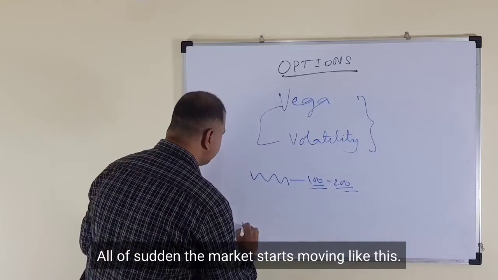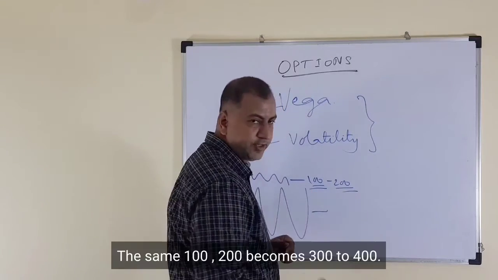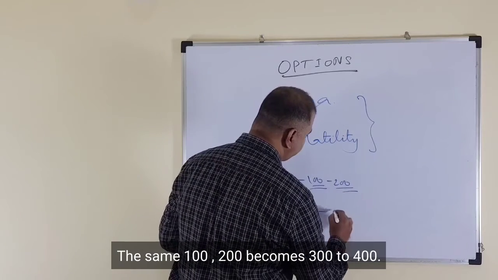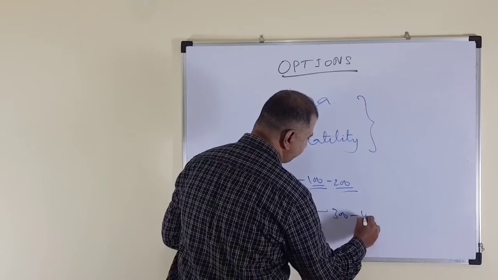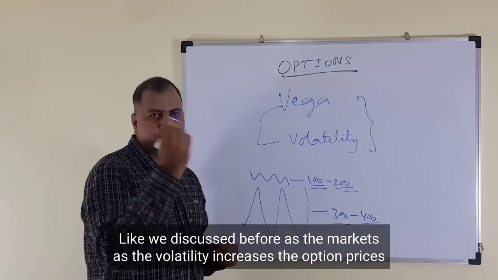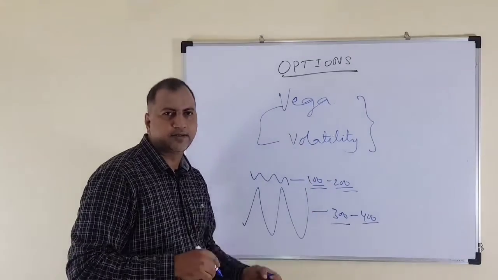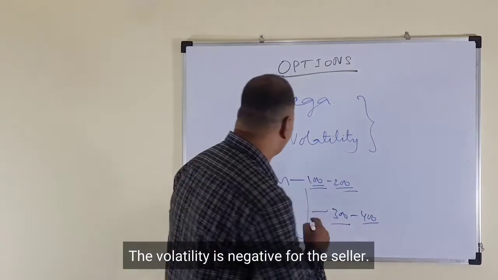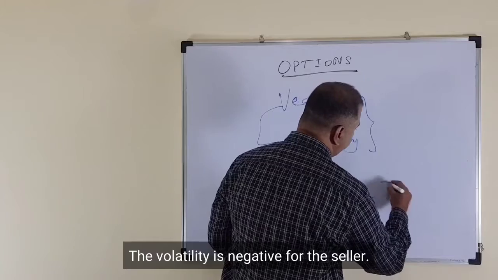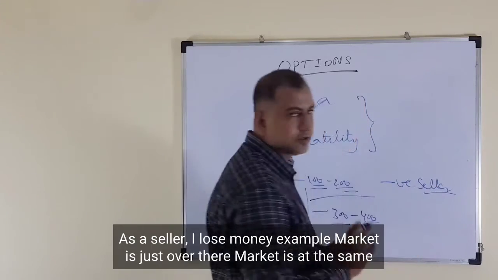All of a sudden, the market starts moving like this. Then the option price, the same 100 to 200, becomes 300 to 400. Like we discussed before, as the volatility increases, the option prices start moving up. Now the volatility is negative for the seller. As a seller, I lose money.